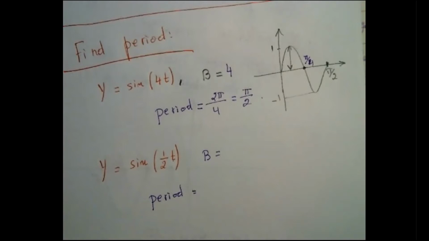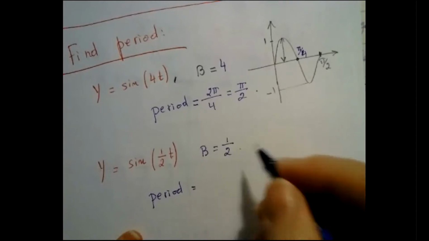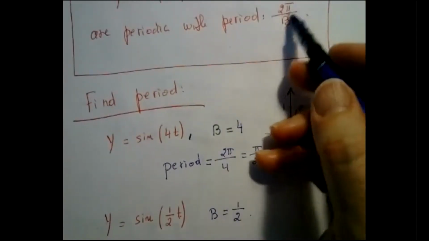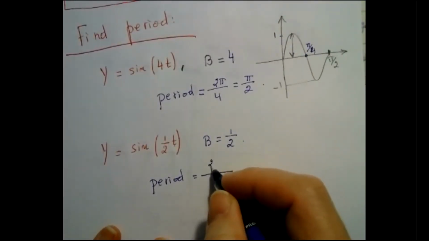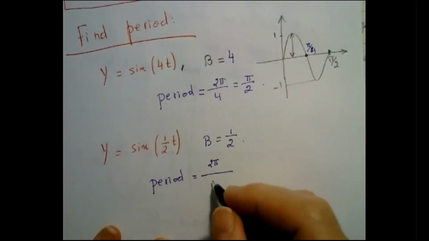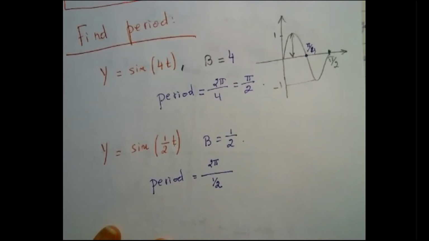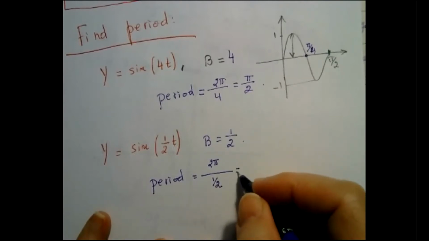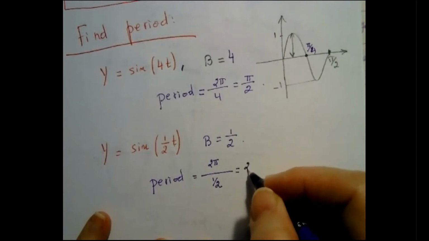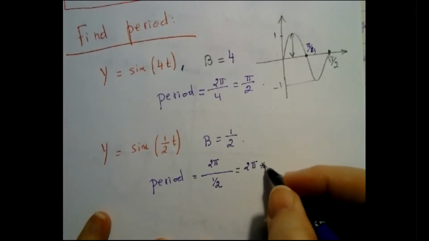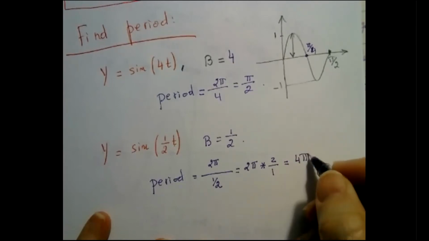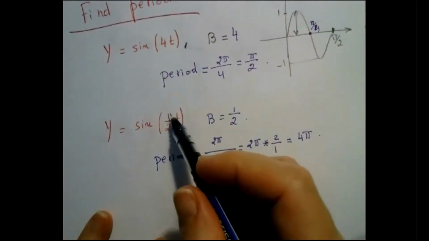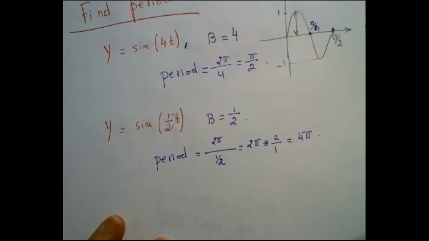What's the b? The b would be 1/2. Right. What's the period? I use the formula verbatim: 2 pi over b. Don't be afraid of fractions. How do you divide by a fraction? It's 2 pi multiplied by the reciprocal. So it's going to give me how much? 4 pi. So multiplying t by a number less than one gives a stretched period.